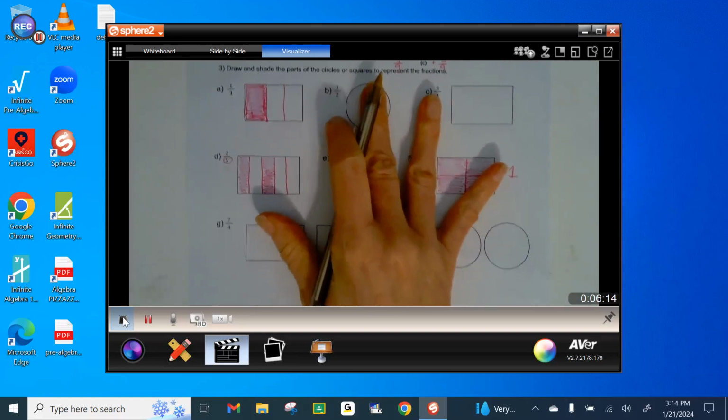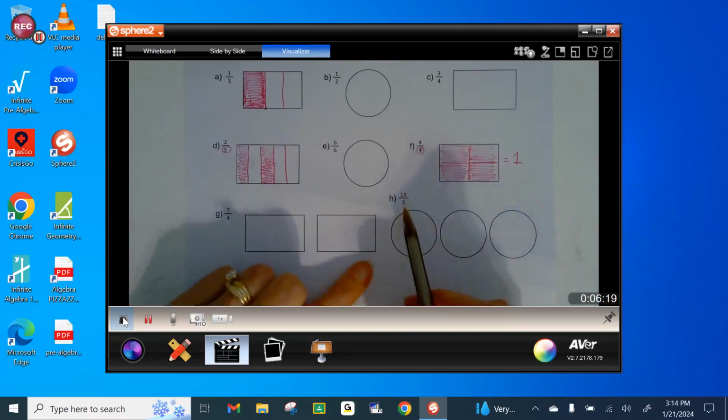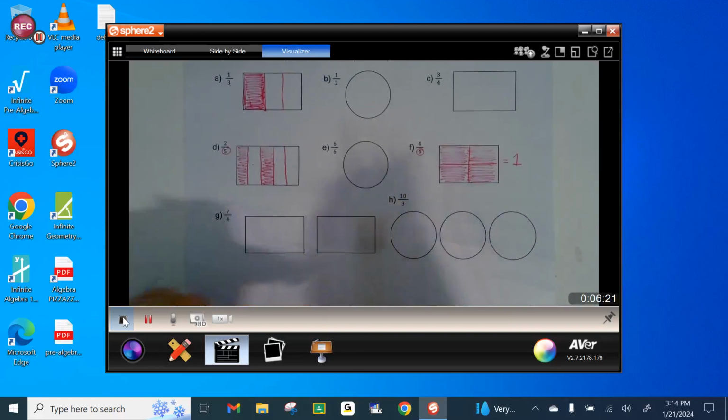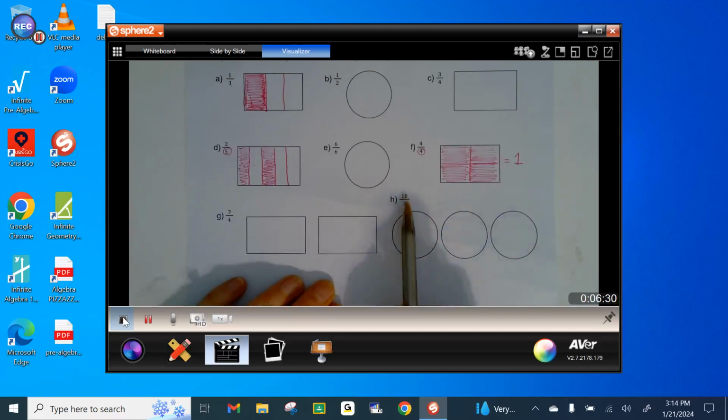And then G and H. I'm going to do H, and you can go back and do G. We're supposed to draw in 10/3. Now, these are improper fractions, so that's why we have more than one circle, because we need to divide up several circles here to make 10/3.